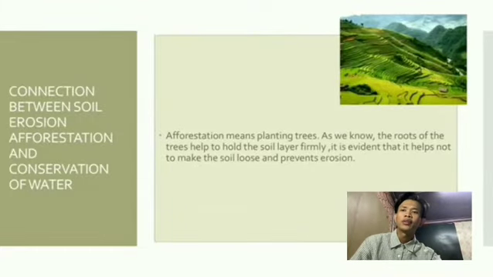Next slide is the connection between soil erosion, afforestation, and conservation of water. Afforestation means planting trees. As we know, the roots of the trees help to hold the soil layer firmly. It is evident that it helps not to make the soil loose and prevents erosion. Conservation: by planting more and more trees, the top layer of the soil becomes less prone to erosion by wind, water, or anything alike.